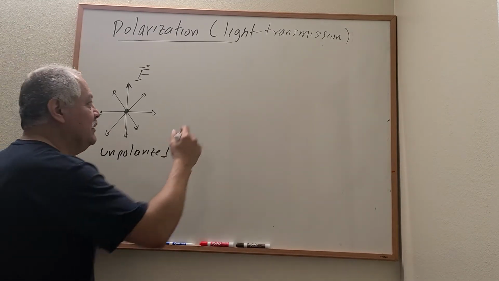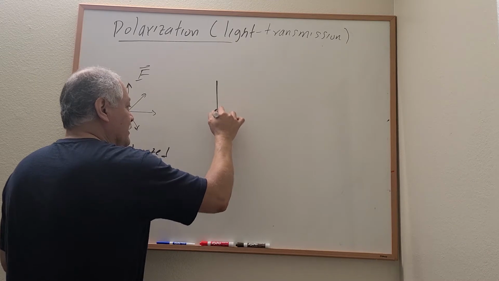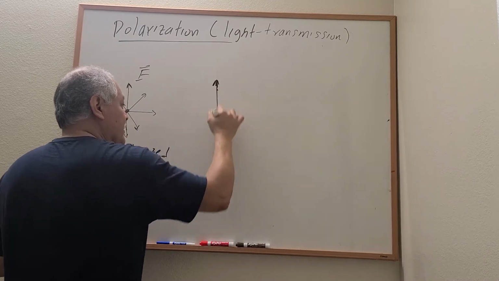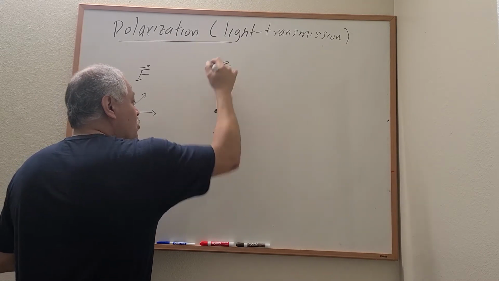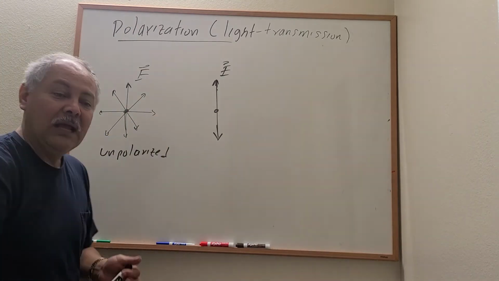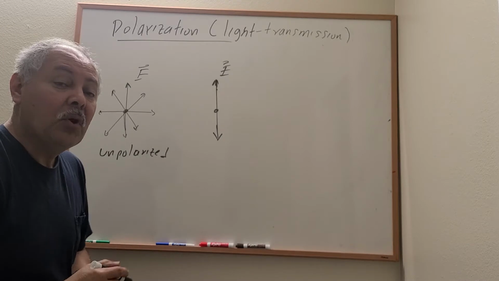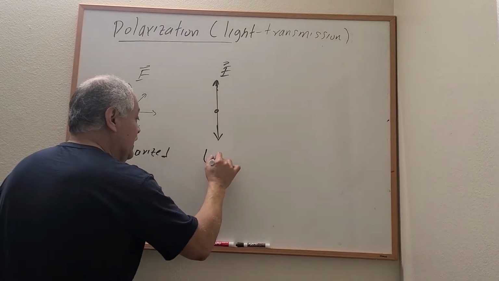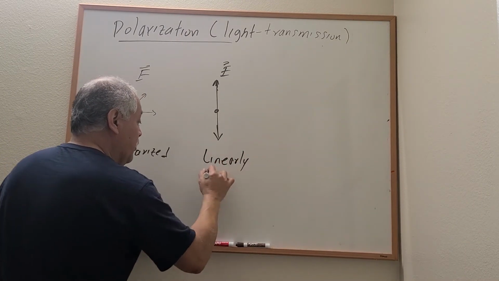So for example, we use a polarizer, and we have only the electric field moving, let's say, in this direction, up and down, up and down. And we call this linearly polarized.